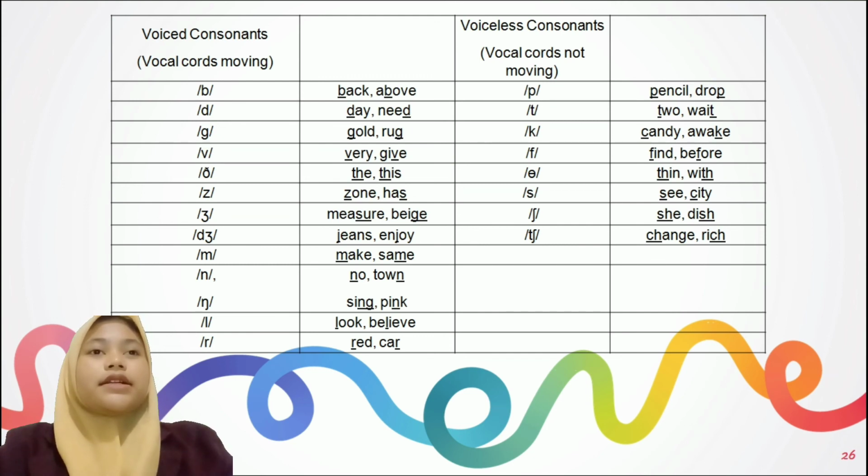Voiceless. Here are example voiceless consonants, with vocal cords not moving. P: pencil, drop. T: too, white. K: candy, awake. F: fine, before. TH: thin, with. S: city. SH: she, this. CH: chain, reach.